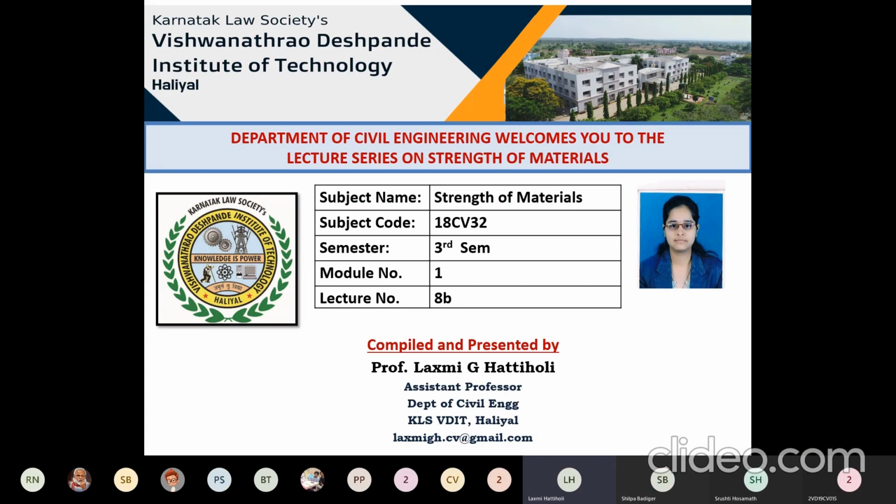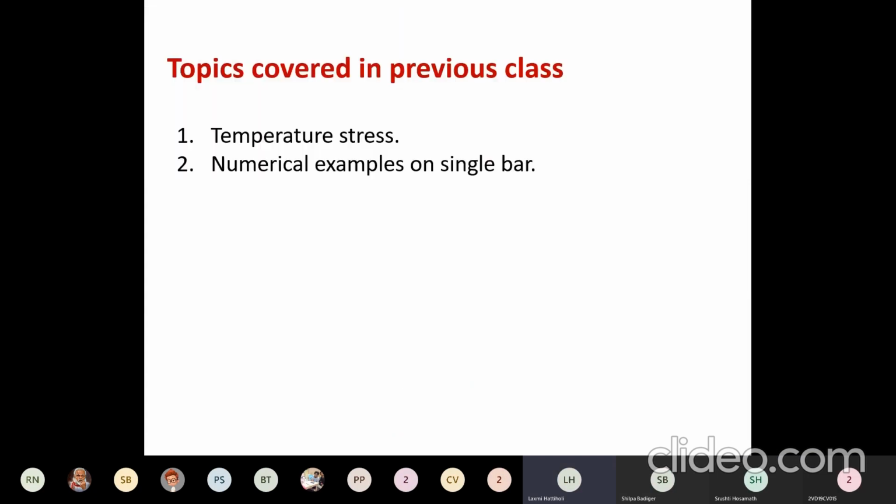Let's have today's session on strength of materials with the subject code 18CV32. Let's quickly check out the things which we have covered in the previous class. In the previous session, we have learned temperature stress. We have learned how to calculate temperature stress on a single bar, and we have also solved numerical examples related to temperature stress.